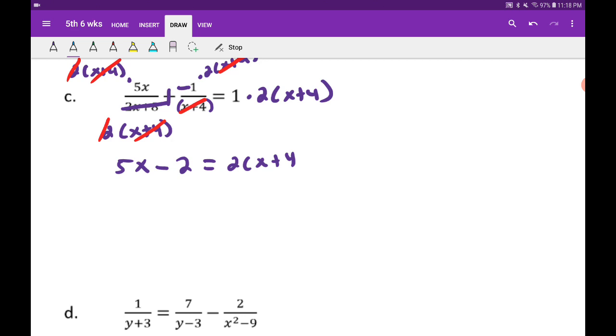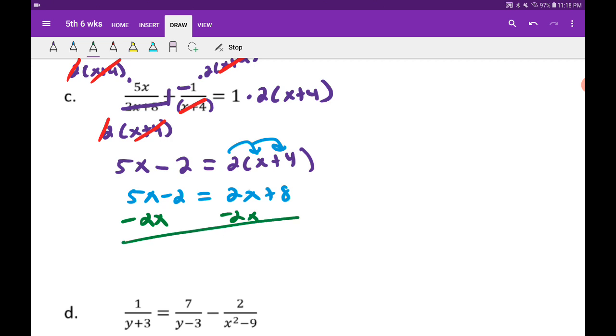Okay, so let's clean this up a bit. Let's distribute this 2 into the binomial behind it. All right, so we're going to end up with 5x minus 2 equals 2x plus 8. Then let's get our variables on one side. I'm going to subtract 2x from both sides. So that cancels. I get 3x minus 2 equals 8.